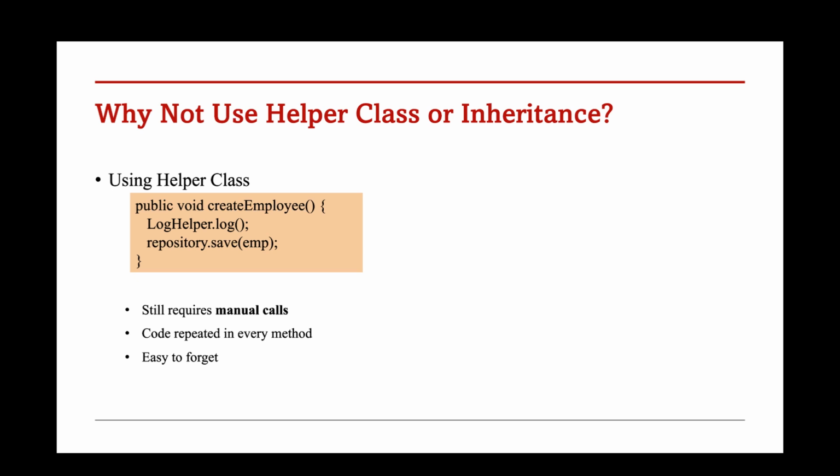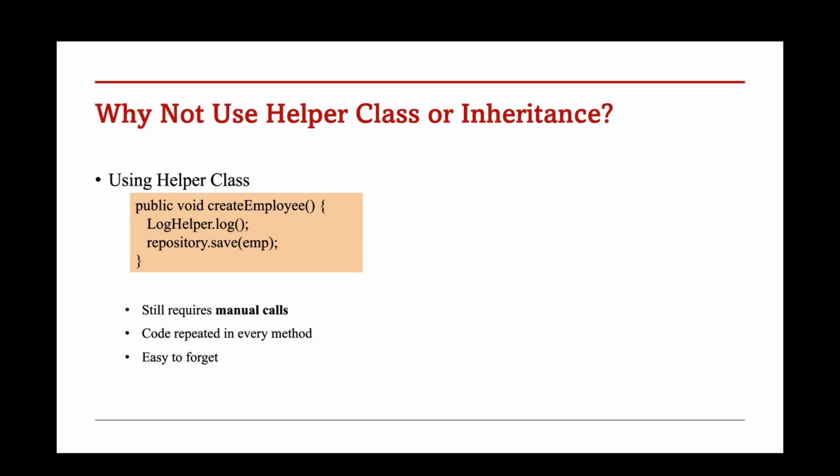Now, before we jump into the implementation, let me address a question that many developers ask. Why can't we just use a helper class or inheritance instead of AOP? It is a fair question. And the answer is very important. Let's start with the helper class approach. Yes, you can create a logging helper class and put all your logging logic there. That solves the duplication problem.